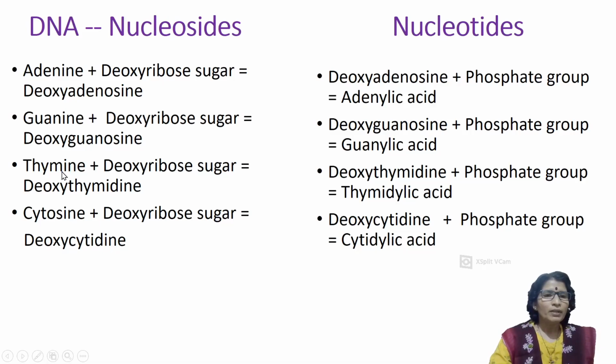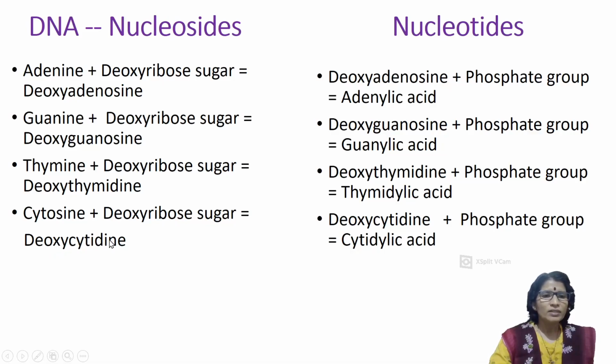And thymine. Thymine is nitrogen base. When this thymine combined with deoxyribose sugar converted into deoxythymidine. Deoxythymidine is a nucleoside. Again, this deoxythymidine combined with phosphate group and converted into thymidilic acid. Thymidilic acid is nucleotide. And the last one, cytosine, when it combined with deoxyribose sugar and converted into deoxycytidine.